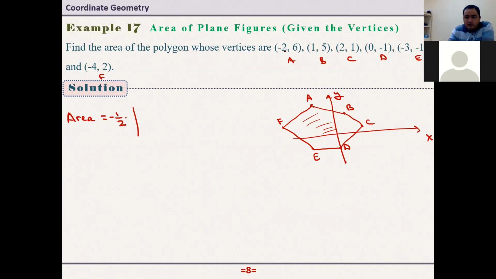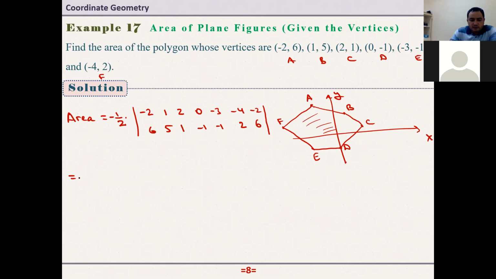So all x coordinates: here we have negative 2, here we have 1, here we have 2, here we have 0, negative 3, and negative 4, and the first coordinate, negative 2. And corresponding y coordinates, that is 6, 5, 1, negative 1, negative 1, 2. The first coordinate is 6.